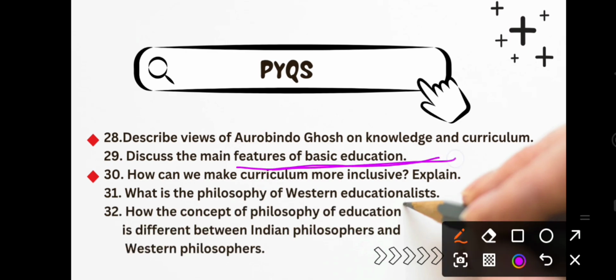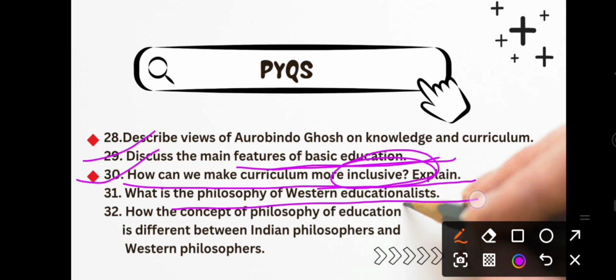How can we make curriculum more inclusive? Explain. We all know that curriculum must be inclusive, but how can we make it? So you have to explain in your own words. Moving toward question number 31, what is the philosophy of a Western educationalist. Here it is not specifically mentioned which Western educationalist to write. You can write any one of them, either Rousseau, Plato, or Peter.